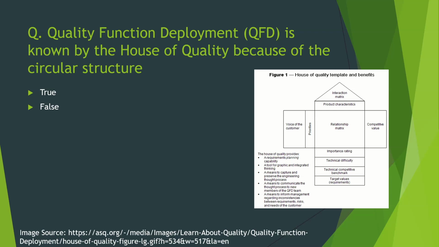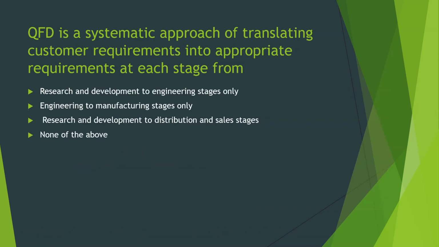constraint too. Yeah. Okay, so coming on to the quality function deployment part, it is also known as the house of quality because of the circular structure. I should have shown this figure later, but yeah. Is it true or false? So yes, as we can see, it resembles, it's kind of self-explanatory. It resembles a house rather than a circular loop or any other circular structure.